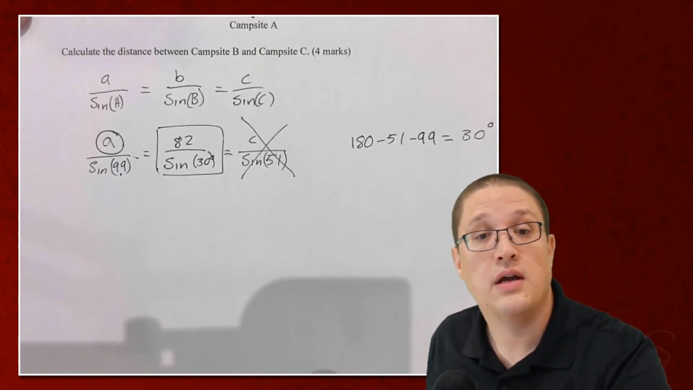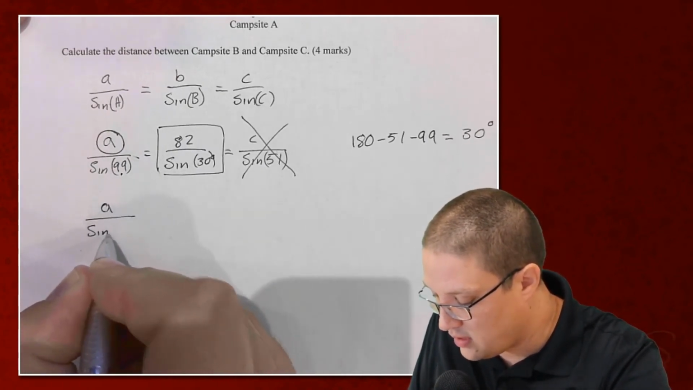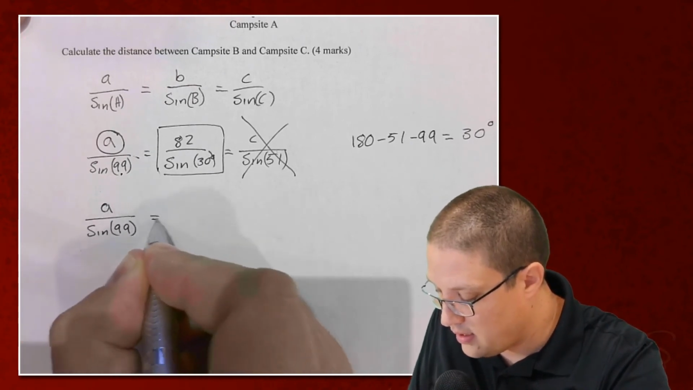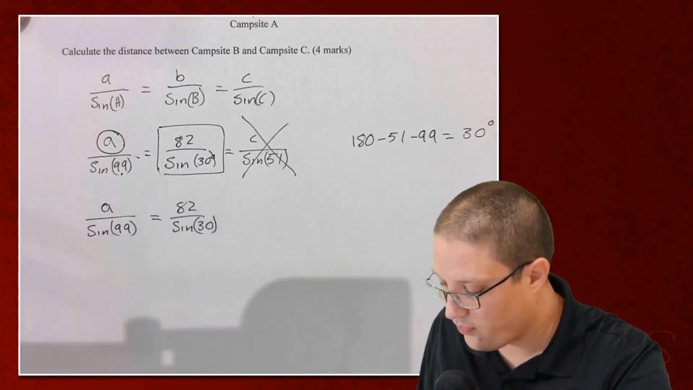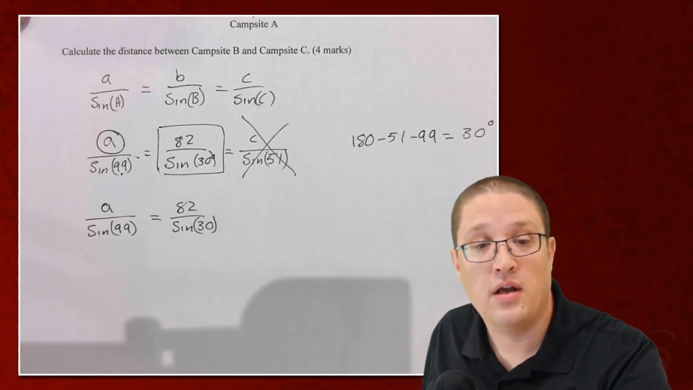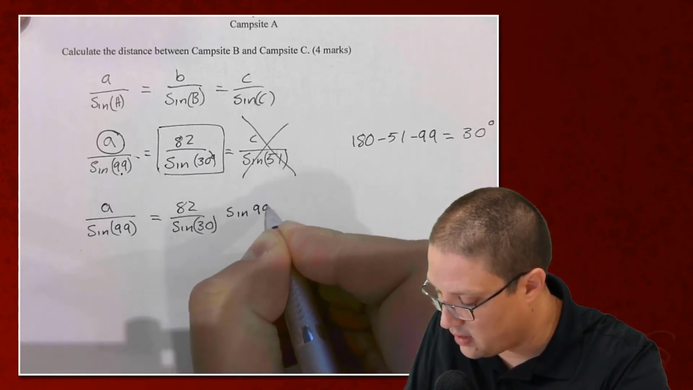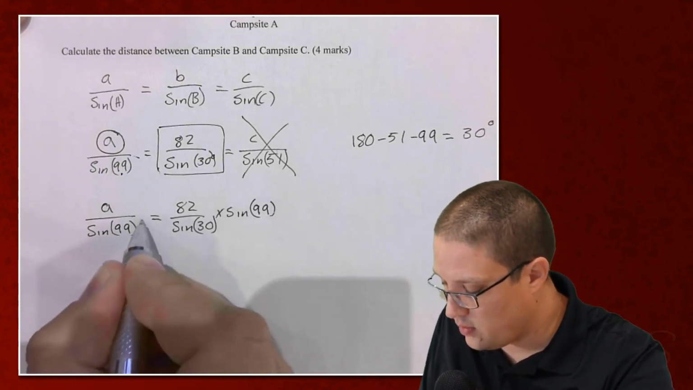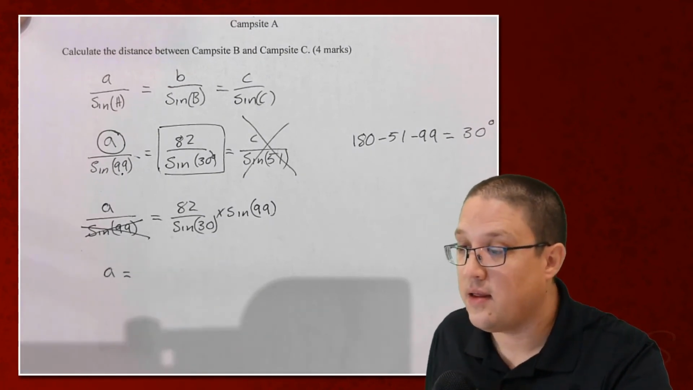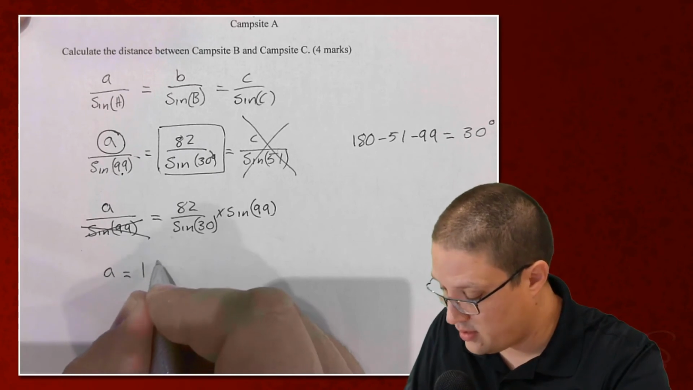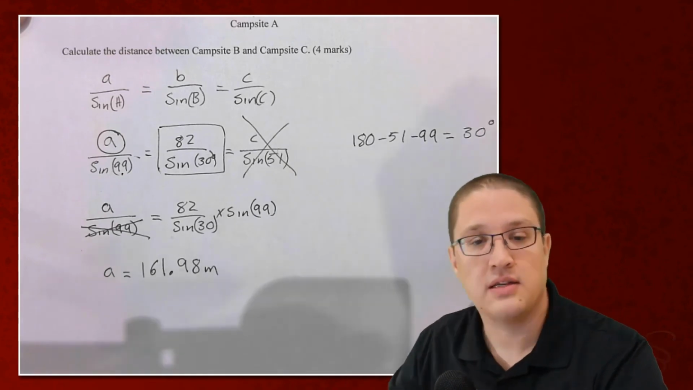Now, all I need to do is do the algebra. I'm going to rewrite this so that it's a little easier to see. a over sine 99 equals 82 over sine 30. I need to solve for a here. We put that on the top to make this easier. So I'm going to multiply both sides by the sine of 99, which gets rid of that. And that leaves me with a being equal to 161.98 meters.